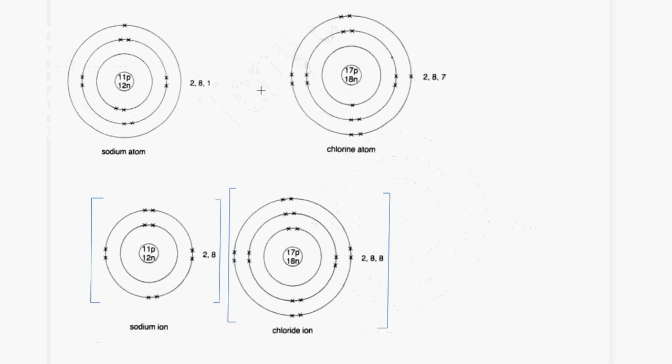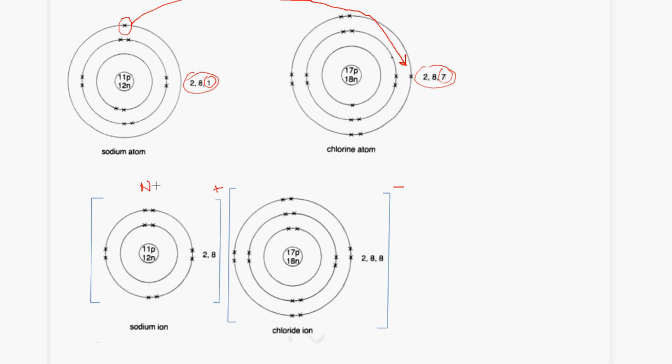So just to show you what is happening here, we have the sodium atom, we have the chlorine atom. The electronic configuration of the sodium atom is 2,8,1 and the chlorine atom is 2,8,7. In order for sodium to become stable, it has to lose this electron. And in order for the chlorine atom to become stable, it has to gain one electron. So what we are saying is that this outer electron moves from here to here. And in so doing, we end up with the sodium ion. So this represents the sodium ion, and this represents the chloride ion.